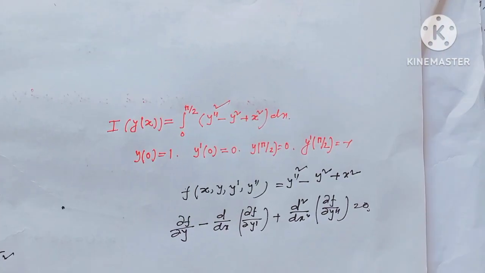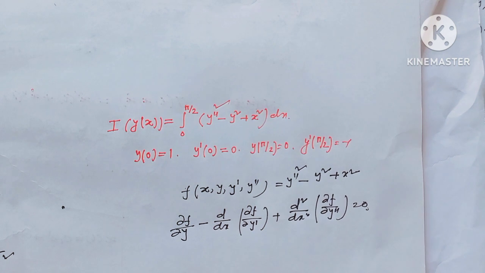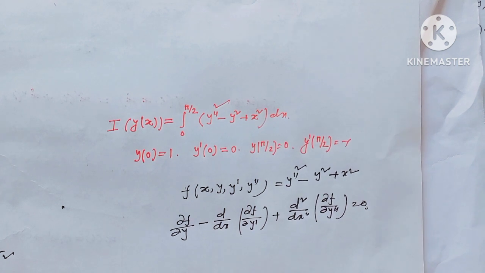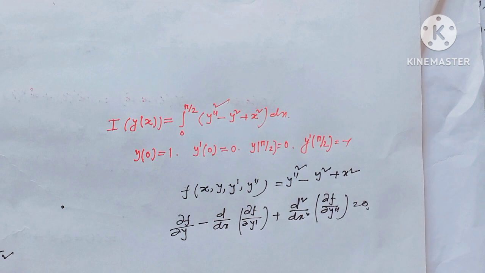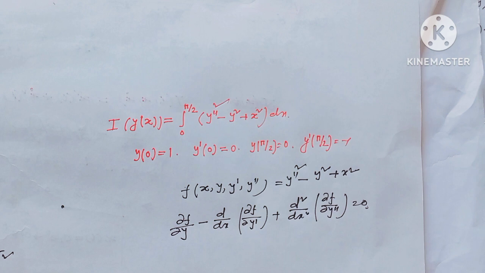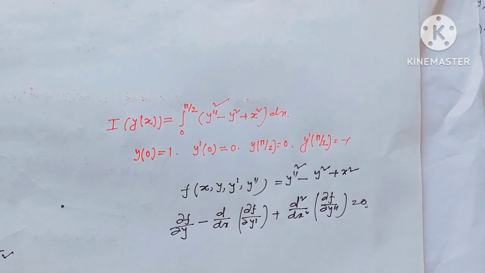Okay. The functional is y(x) equals the integral from 0 to π/2 of (y double dash)² − y² + x² dx, with the conditions y(0) = 1, y'(0) = 0, y(π/2) = 0, and y'(π/2) = −1. Here the functional F(x, y, y', y'') equals (y'')² − y² + x².